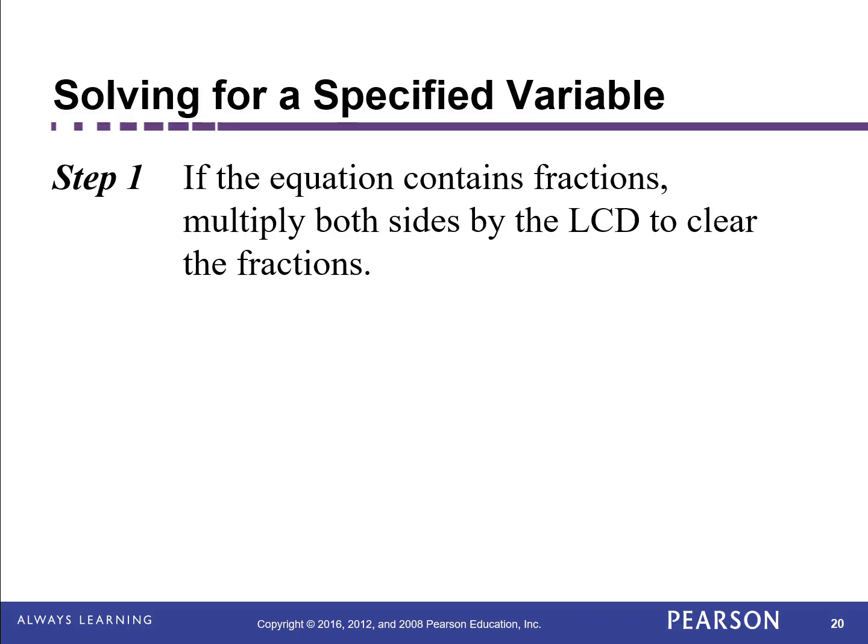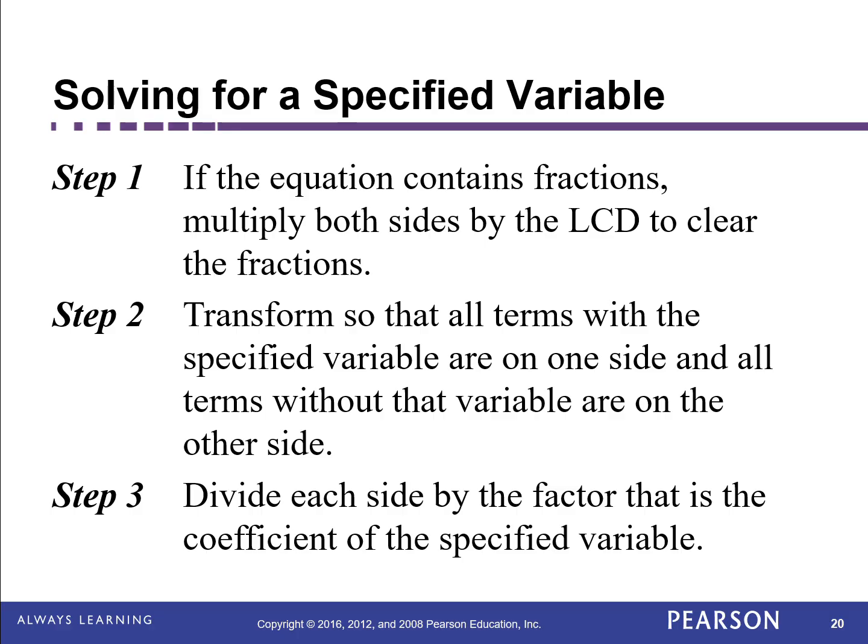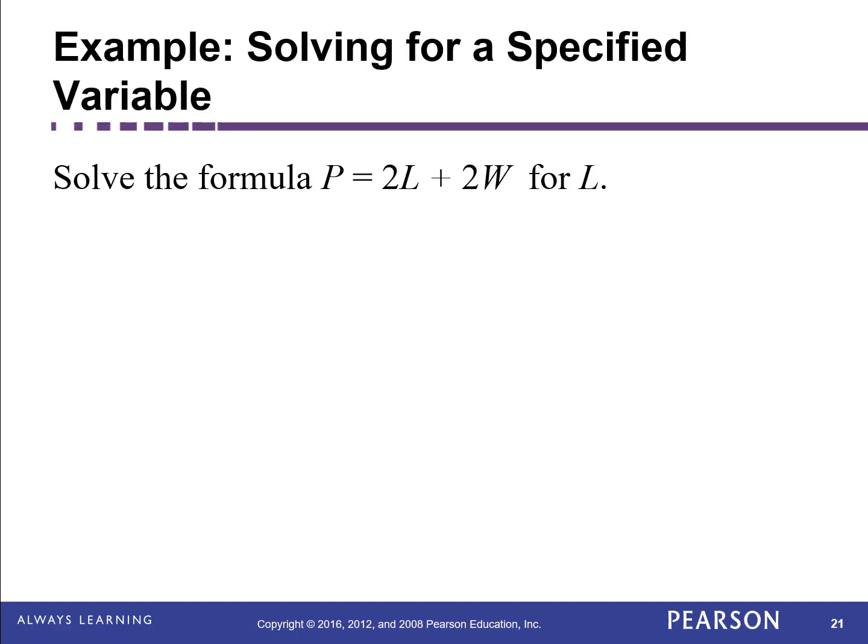Now, step 1 says if the equation contains fractions, we're going to multiply both sides by the least common denominator to clear the fractions. Step 2, we're going to transform so that all terms with the specified variable are on one side and all terms without the variable are on the other side. Step 3, we're going to divide each side by the factor that is the coefficient of the specified variable.